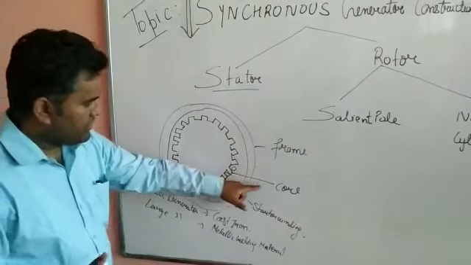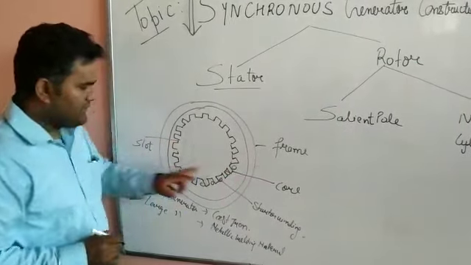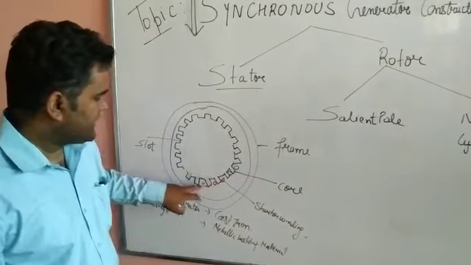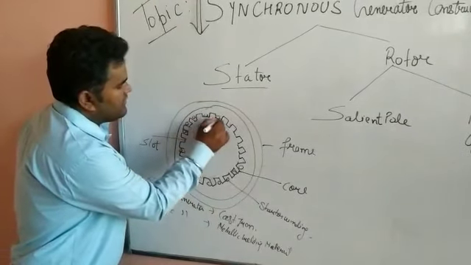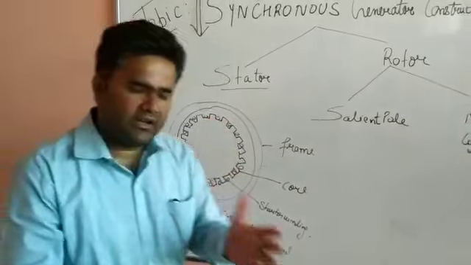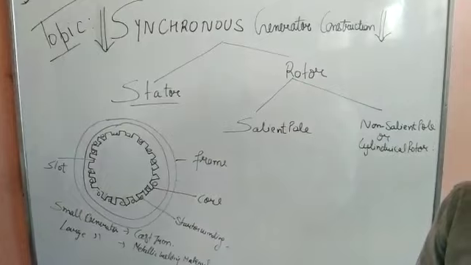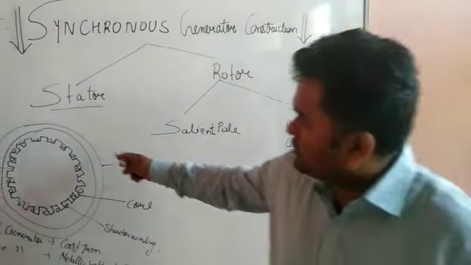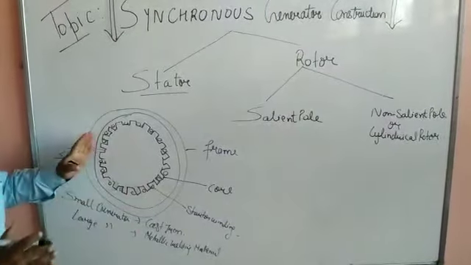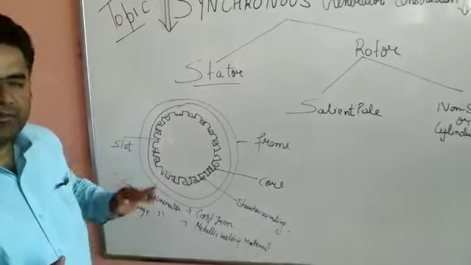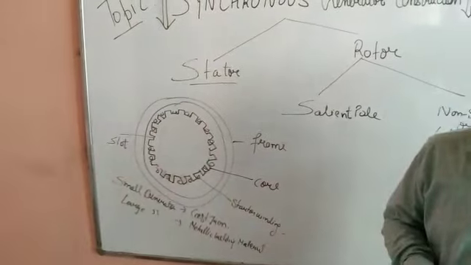Okay, and this core houses the slots. These are slots in which we will put the winding, these circles, conductors. And the cooling system of the generator, which reduces the heat produced, is also put on the stator. The armature winding is on the stationary part of the machine, and that is very beneficial.